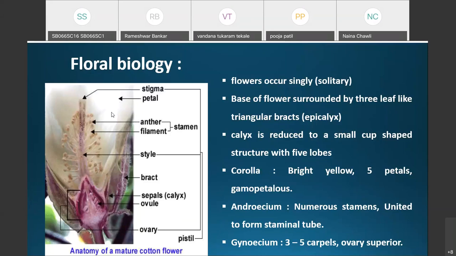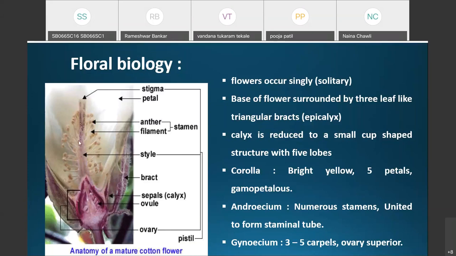While the corolla, these petals, are bright yellow in color, and five petals are present, and these are gamopetalous. Gamopetalous means all the petals are united with each other. Then regarding the androecium, there are numerous stamens, a large number of stamens, and their filaments are united with each other, forming a tube-like structure called the staminal tube.